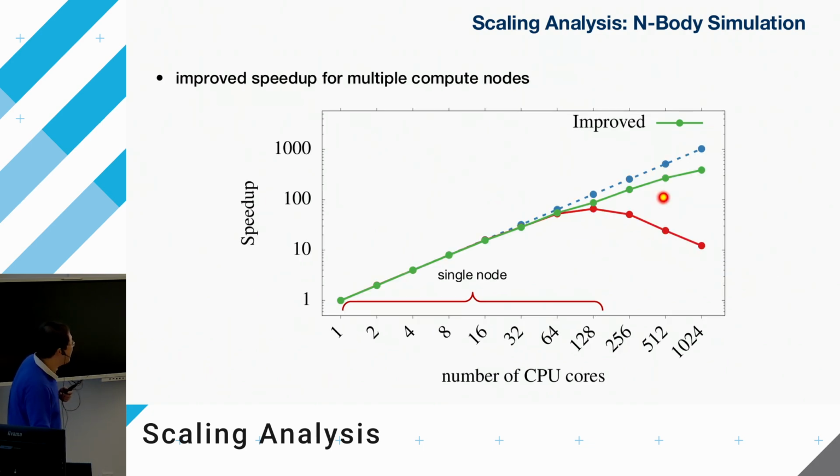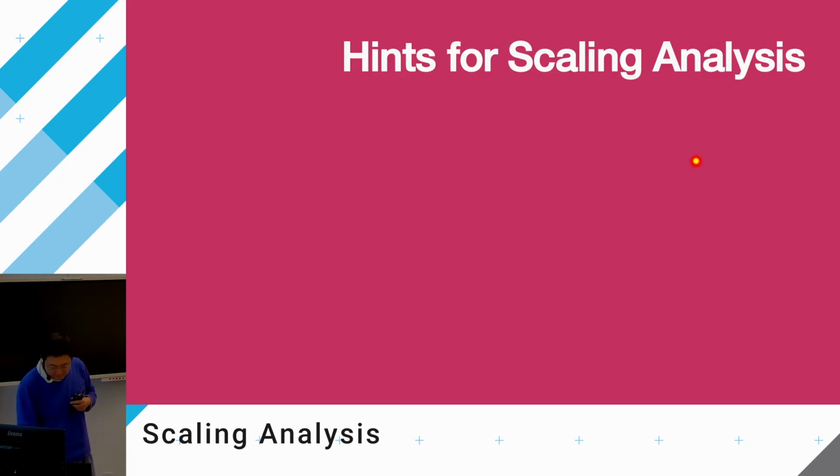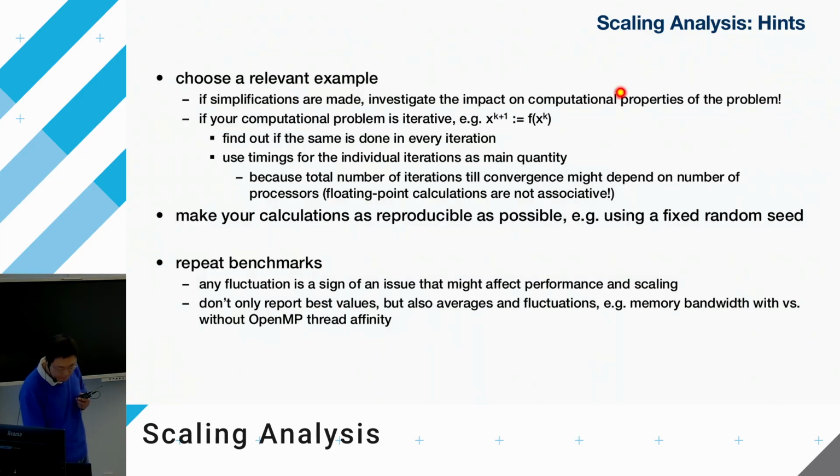If we look at the speed up, you will see that this time we have almost a linear speed up for our calculations up to 1000 CPU cores. So after giving you this case study, there are some hints for scaling analysis.